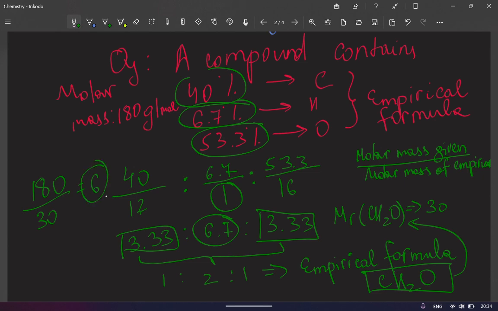And this 6, we need to multiply by every number that is in the index of our empirical formula. So what I mean is that if we have CH2O as our empirical formula, we're going to multiply all numbers here, 1, 2, and 1, by 6. So the molecular formula is going to be C6H12O6. So this is our compound and this is our solution.